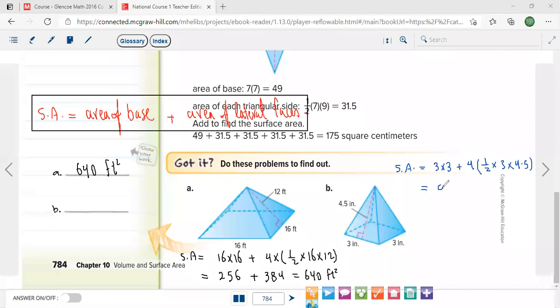3 multiplied by 3 is 9. 4 times half is 2. 2 times 4.5 is 9. 9 multiplied by 3, 27. 27 plus 9, 36. 36 inch square.